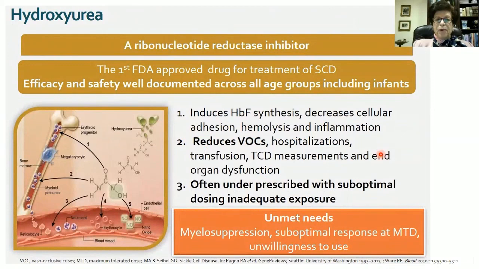Hydroxyurea, a ribonucleotide reductase inhibitor, was the first FDA-approved drug for treatment of sickle cell disease. Its efficacy and safety have been well documented across all age groups, including infants. It has been shown to result in many improvements, hematologic and clinical, and to reduce VOCs. Unfortunately, it's often underprescribed, with suboptimal dosing and inadequate exposure.